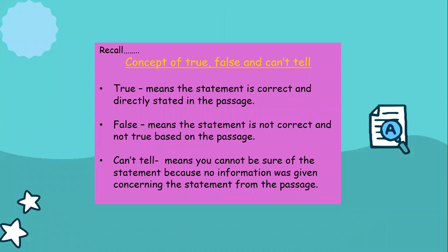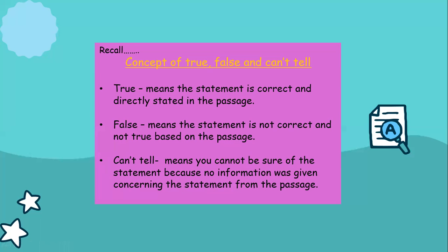Before we enter into today's lesson, I want us to recall the concept of true, false, and can't tell. Remember when we talked about how to know that the statement is true, false, or can't tell. We say that it is true when the statement is correct and directly stated in the passage. It is false when the statement is not correct and not true based on the passage. And we said we can't tell when you cannot be sure of the statement because no information was given concerning that statement from the passage.